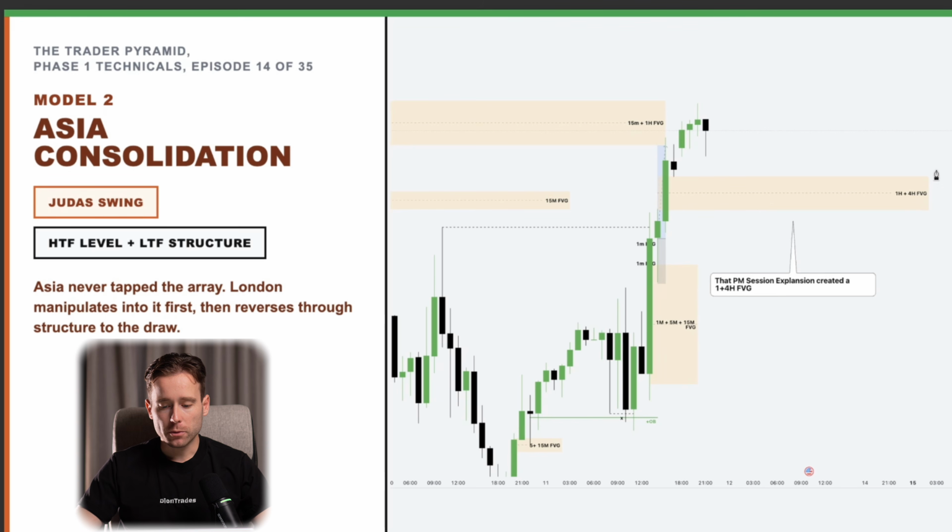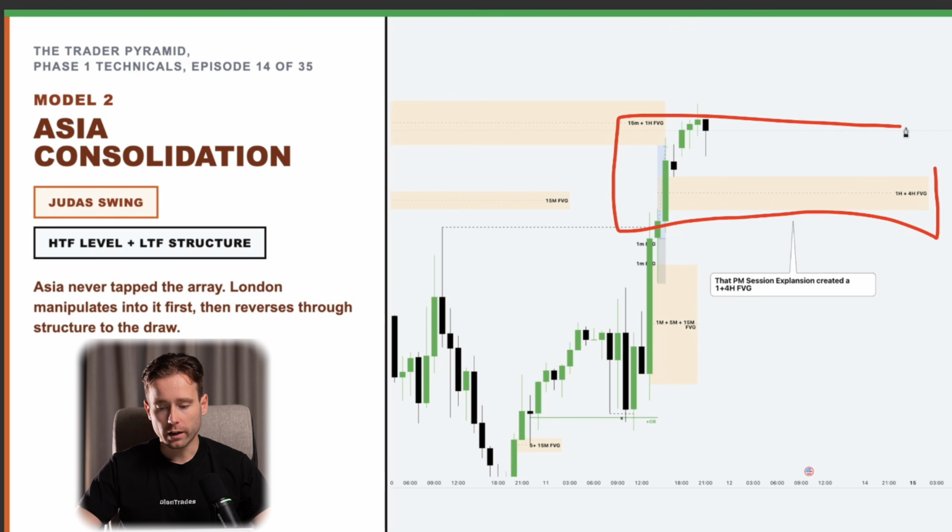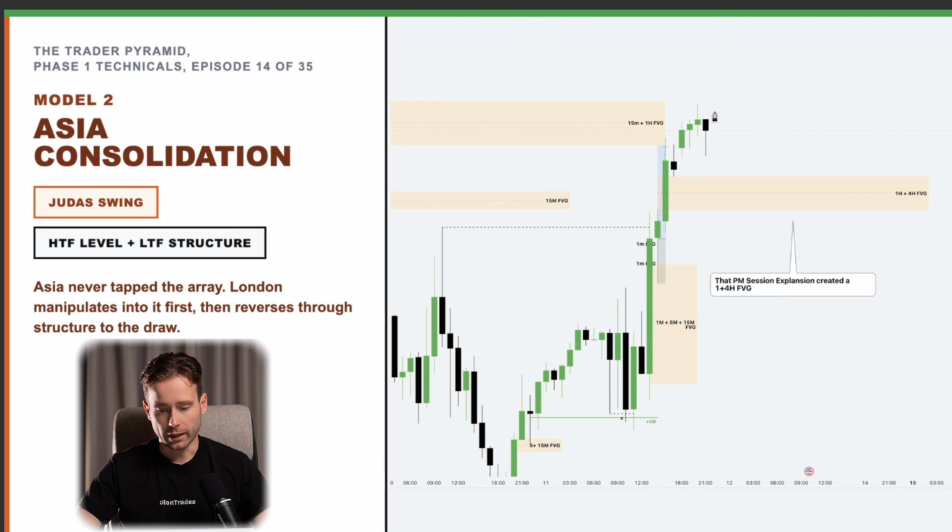Because that PM session model created an overlapping 1 and 4 hour bullish fair value gap. And now we are in the Asian session. You see it accumulates a bit.